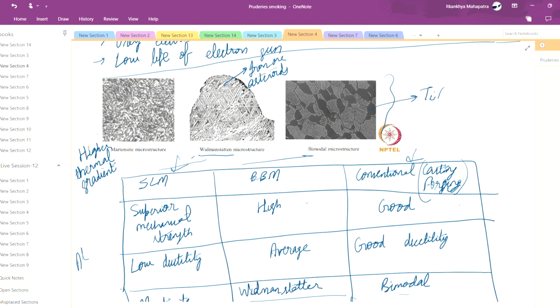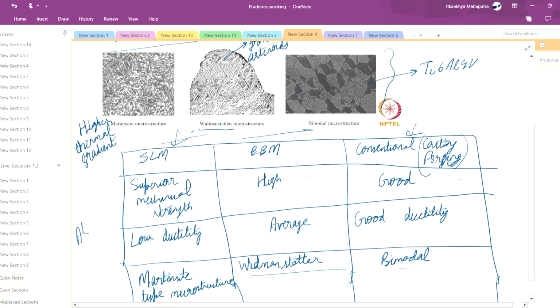Now let's consider this is Ti6Al4V. Now this is a bimodal microstructure. As we can say, this is alpha beta. Here the grain size is very small. Now the benefit of the first two is that hardness and modulus values are much higher than the conventional process.